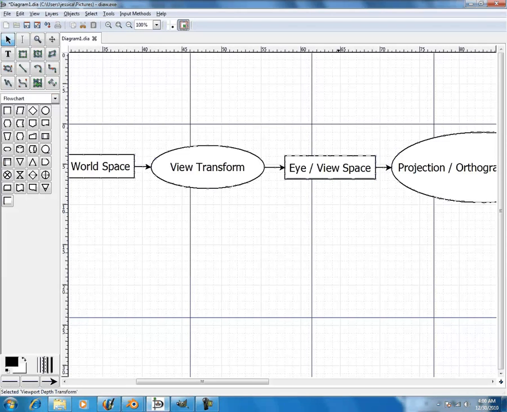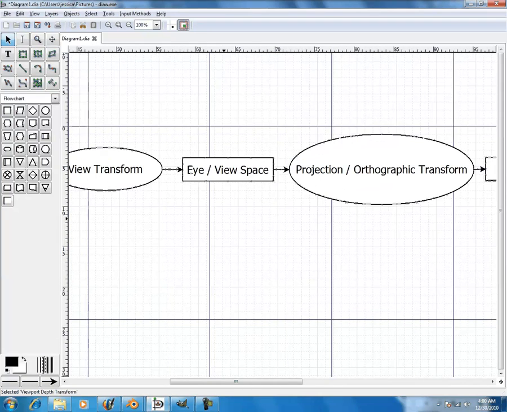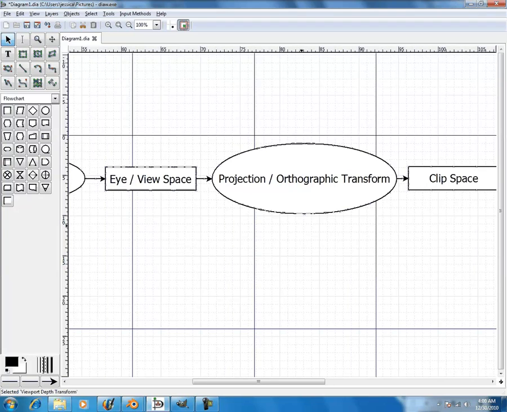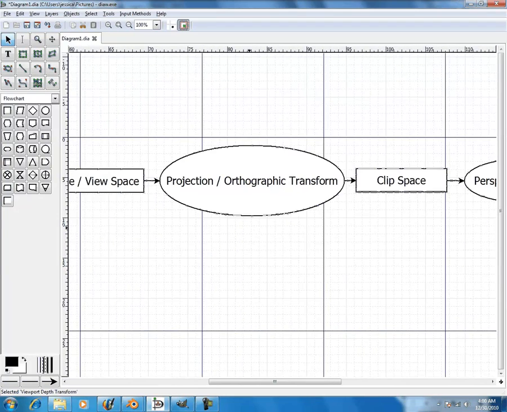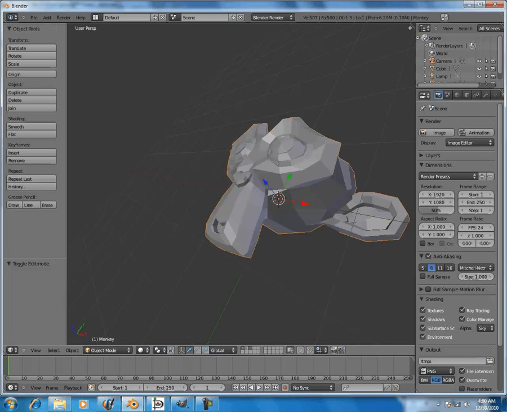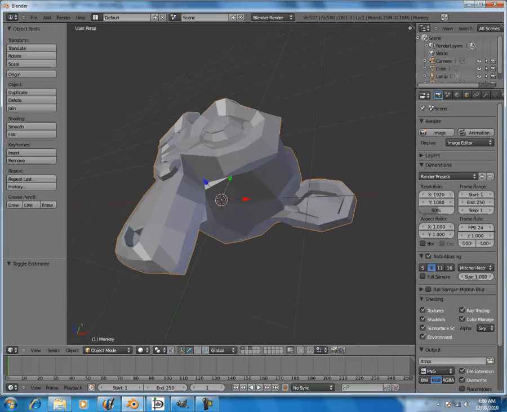let's switch over here to our diagram, and we have a view transform here. So this lets us transform the view. And then an orthographic or projection transform with our clip space. Now orthographic, we don't really do any distortion, so you don't really do anything. But when you're talking about perspective distortion, you are distorting it.